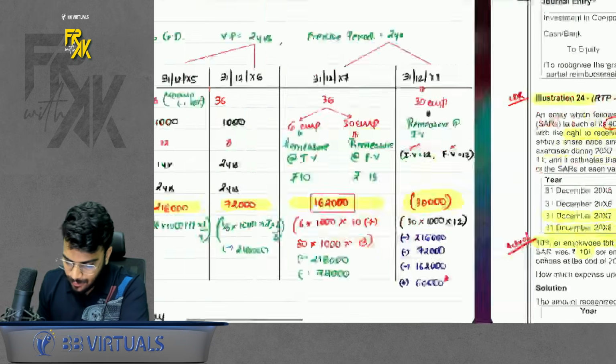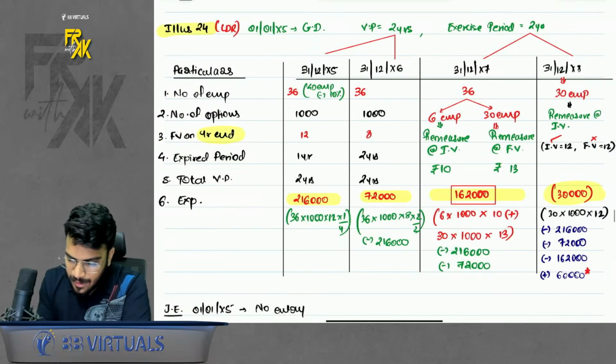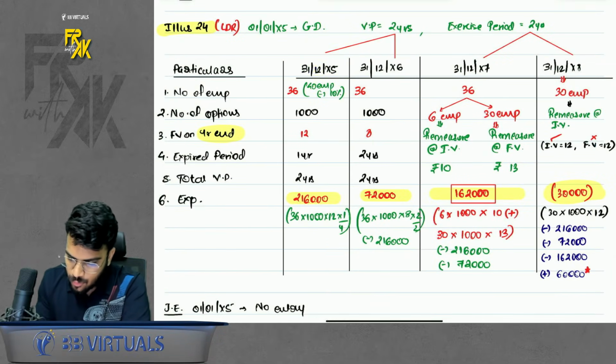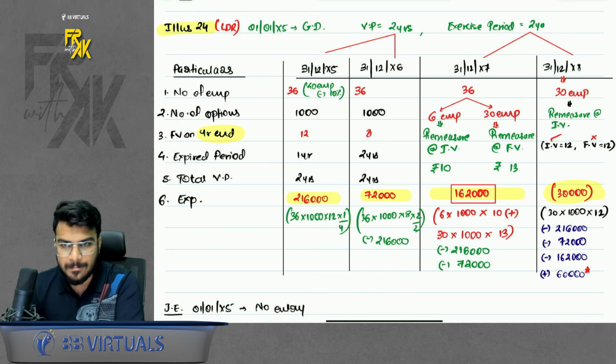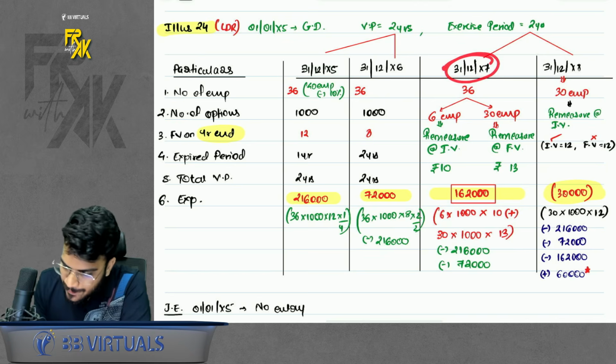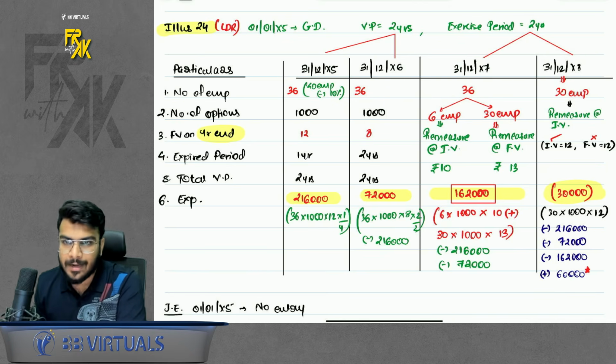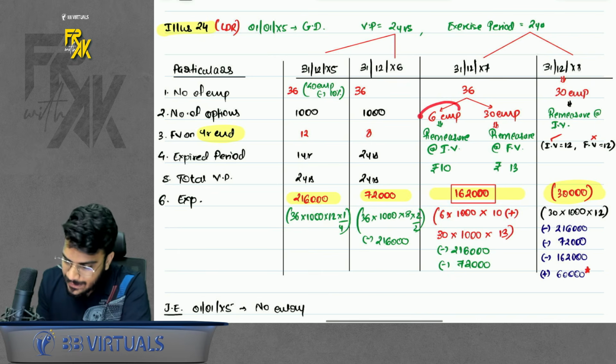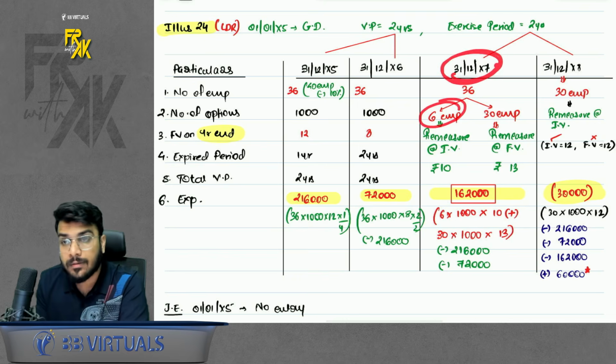Very good. So what will we do initially? Initially I will say the vesting period is 2 years, so book the expense across 2 years. That is simple. Now the exercise period is also 2 years. 36 employees are there till the end. They are eligible. 6 employees will take the money in the first year, and the remaining 30 want the money in the second year.